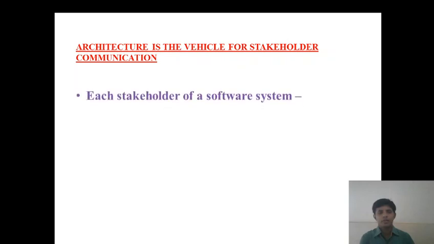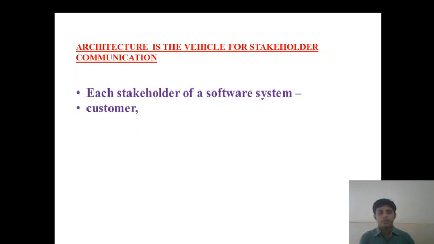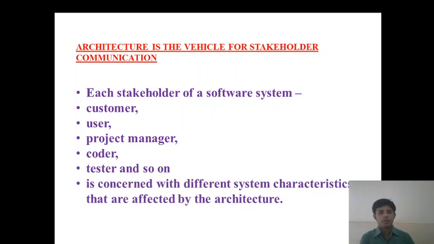Now, who are stakeholders? Stakeholders may be customers, users, project managers, coders, testers and so on. Nothing but those people involved in the software project are called stakeholders. Once the architecture is finalized by the architect, that architecture should be transmitted to all stakeholders. The simple reason is they will suggest any new modifications or new requirements that they want.